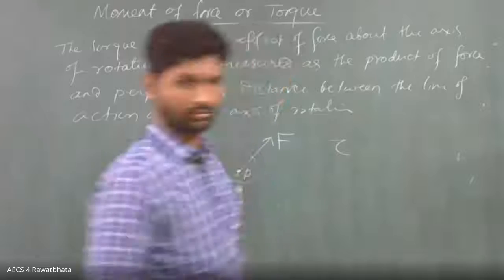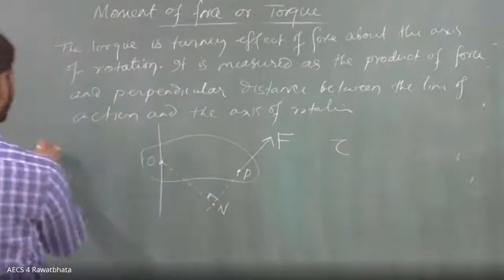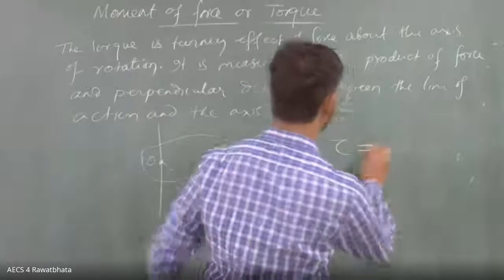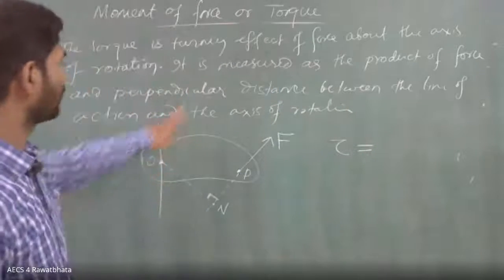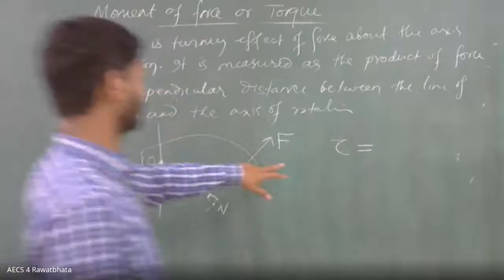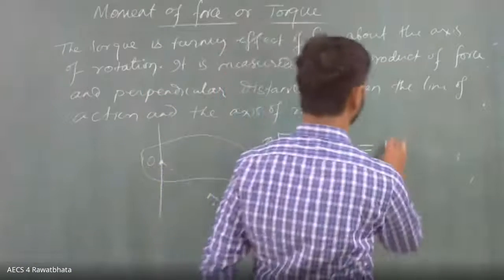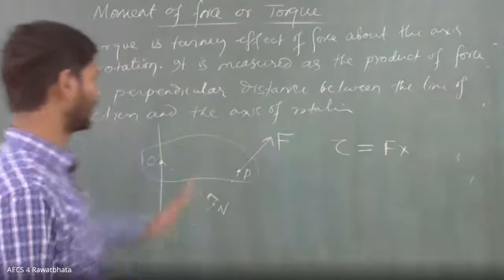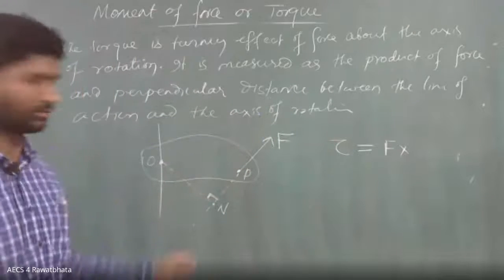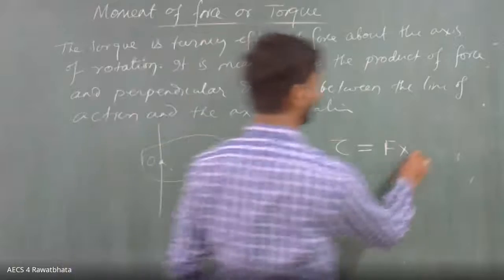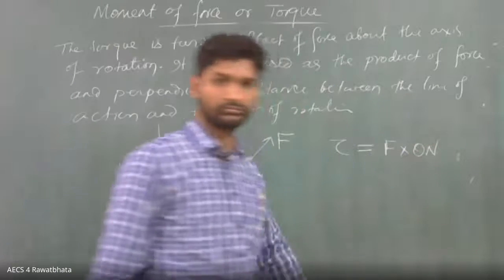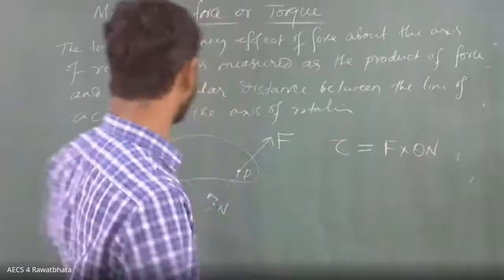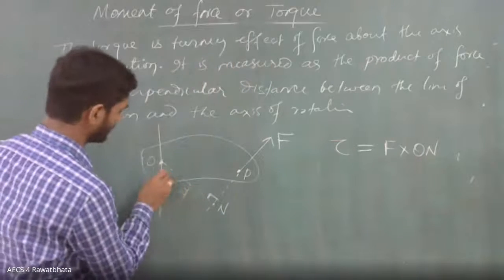Okay, then according to this statement, the torque is measured. This is the Greek symbol for torque, tau. So tau is equal to the product of force, that is F, multiplied by the perpendicular distance between the line of action and the axis of rotation. So this perpendicular distance is ON. Okay, F multiplied by ON. ON is nothing but D. I can name it as distance D.